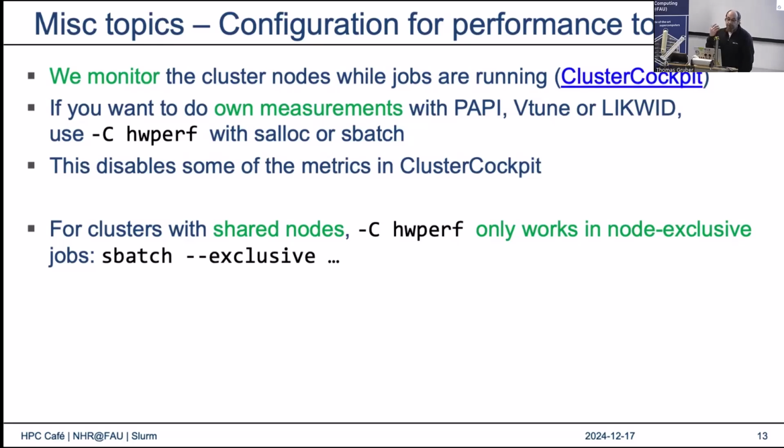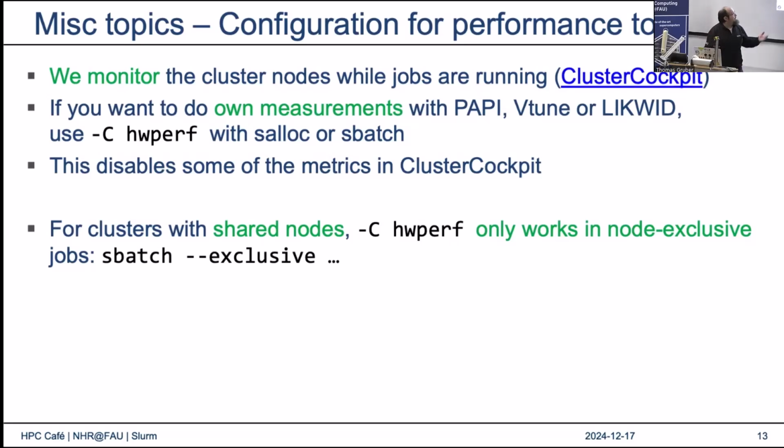If you want to do your own measurements that are using these resources that we use for ClusterCockpit, you can do that. Examples are PAPI, VTune, or LIKWID. LIKWID is also developed in-house here. You can use it with -C hwperf. This basically disables the hardware monitoring. There's still data available in ClusterCockpit, but not from the hardware itself. Like you get the memory consumption and so on. That's software stuff that can be retrieved, but the flops rate and memory bandwidth and so on, that's hardware data. And this will be turned off just for your job. And as soon as your job finishes, it fires up again and you get the data back.